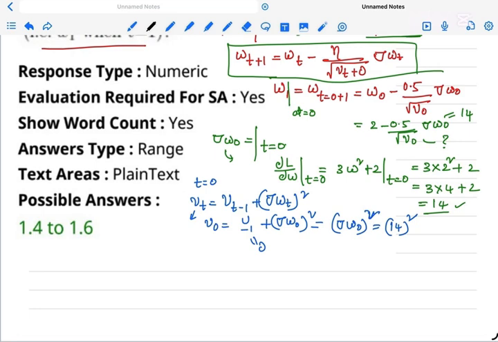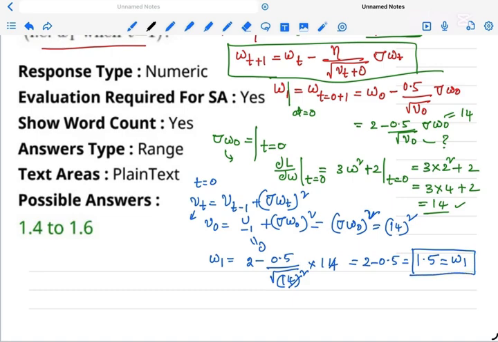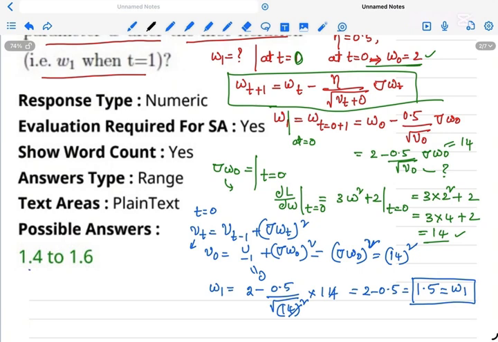So we want to find W1. W1 equals 2 minus 0.5 divided by square root of 14 square times 14. Both are cancelled. 2 minus 0.5 equals 1.5, that is W1. So the answer for this question is 1.5, in this range. Is this correct?